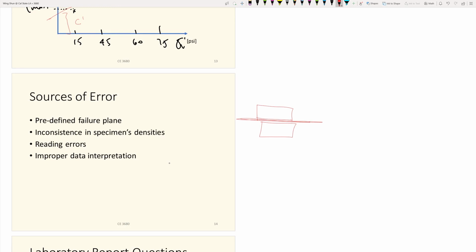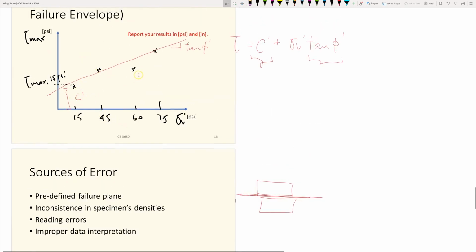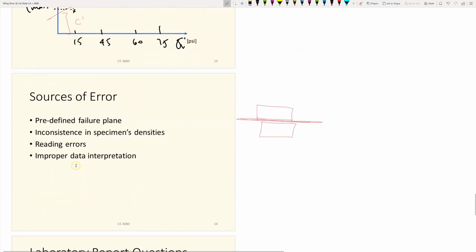And also inconsistency in specimen density. So we rely on these 4 tests having similar density, such that we're comparing apples to apples. So if you have one test that is much denser than the other 3 tests, then sometimes you want to redo the test. Otherwise, you are not getting a friction angle and a cohesion that represent the density you're looking at. So in this lab, one of the difficulties will be reading those dial gauges. Make sure you learn how to read the dial gauge, and improper data interpretation is also one of the sources of errors.